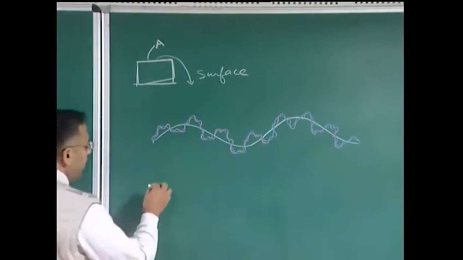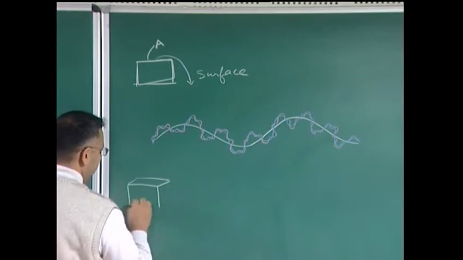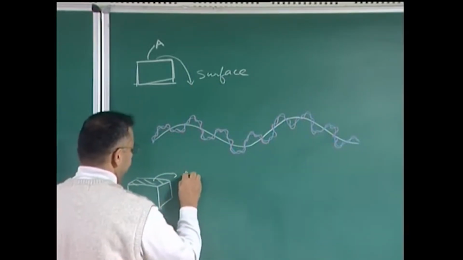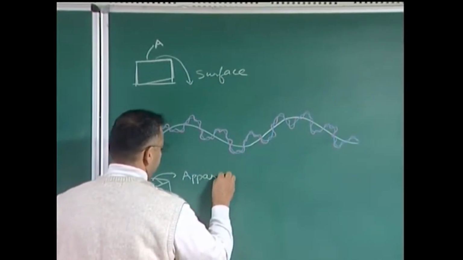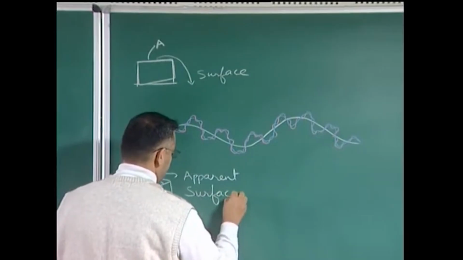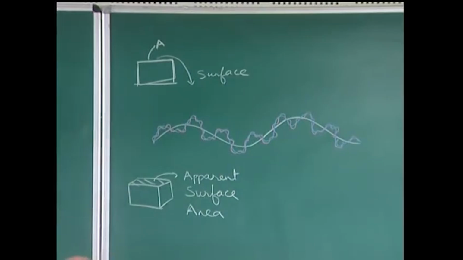Therefore, for a given unit surface area, suppose I am looking in 3 dimensions at this kind of a surface, this apparent surface area is constant, but as you can see, the actual surface area keeps on increasing as I make my surface more and more corrugated or more and more rough.